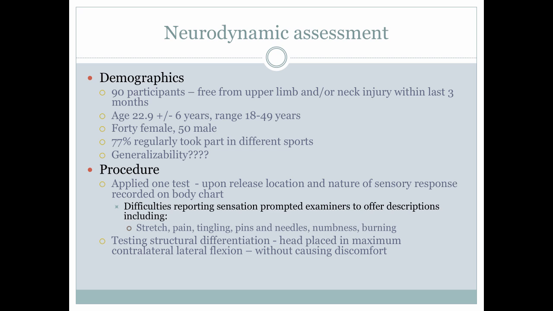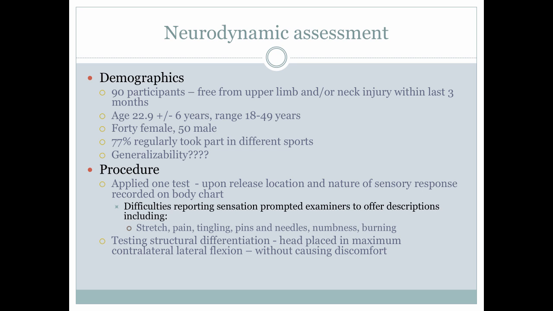I don't know in most typical orthopedic settings if 77% of our population is taking part in sports. So that certainly could impact a normal subject's response to these tests. You might think that in their dominant arm they might have better neural mobility, and so that could impact this study a little bit, and is just something to keep in mind as we move forward.